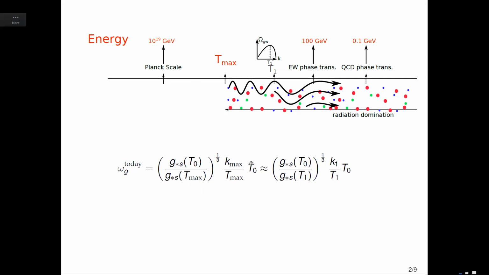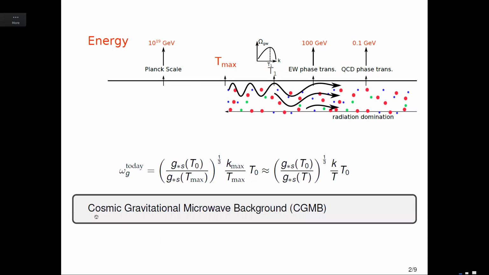And when you convert the temperature today to a frequency, you end up in the microwave regime, or in other words, in the gigahertz regime. That's why we dubbed this the cosmic gravitational microwave background, CGMB for short. At the end of the talk, you will really see that this peaks in the gigahertz, in the high frequency regime. So these gravitational waves from the thermal plasma are really guaranteed to be there.